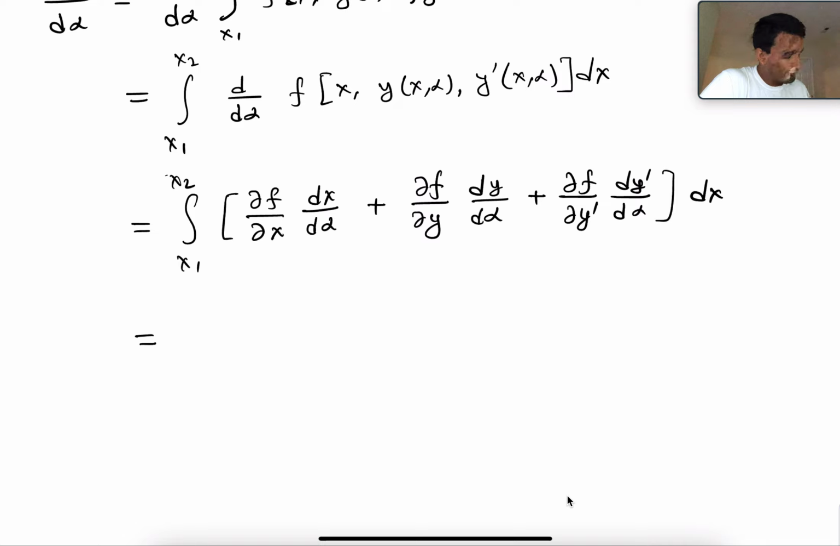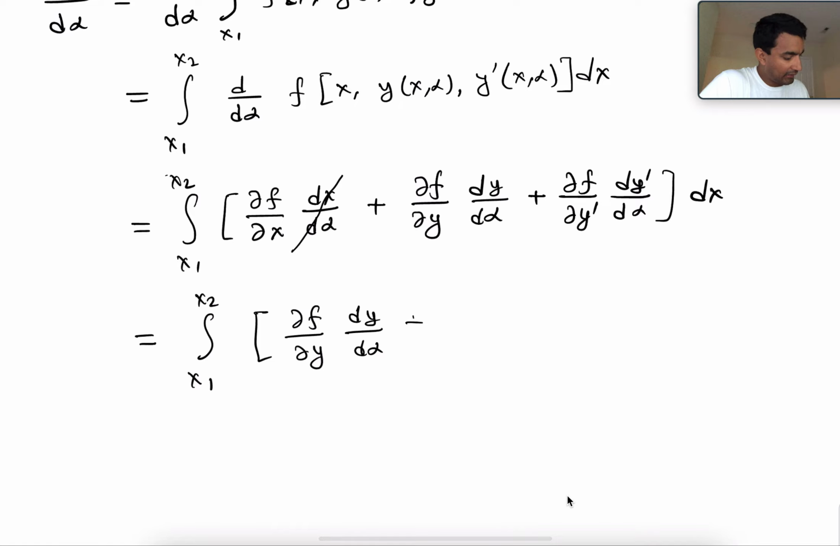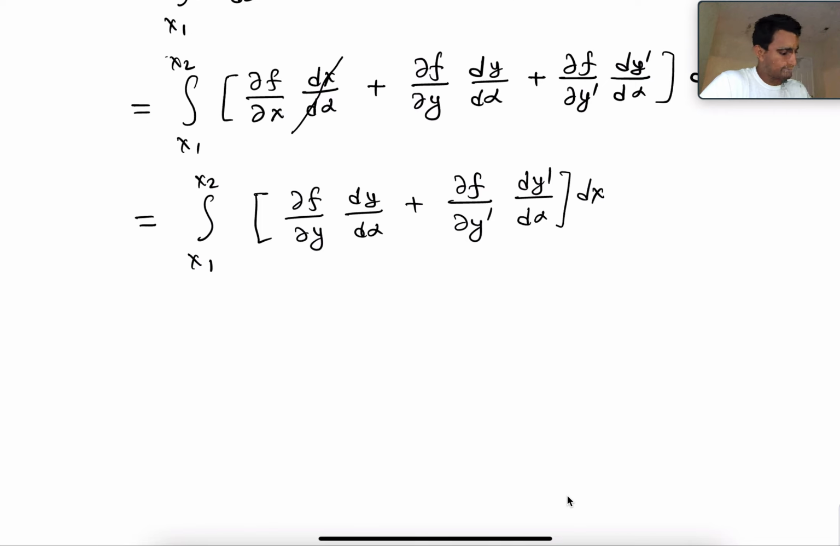Now we know that x is an independent variable. It doesn't depend on alpha. So this quantity must be equal to 0. So now this integral can be written as x1 to x2 partial derivative of f by partial derivative of y dy by d alpha plus partial derivative of f by partial derivative of y prime dy prime by d alpha dx. Okay, now you see here that these quantities, here the derivative is with respect to alpha, dy by d alpha.